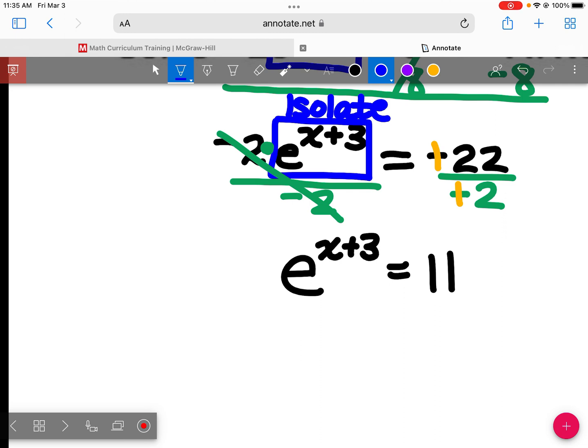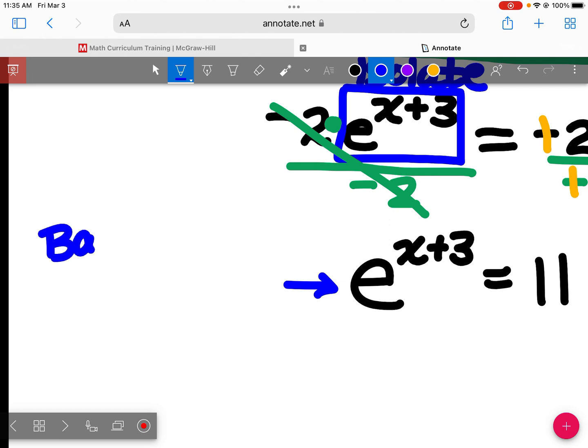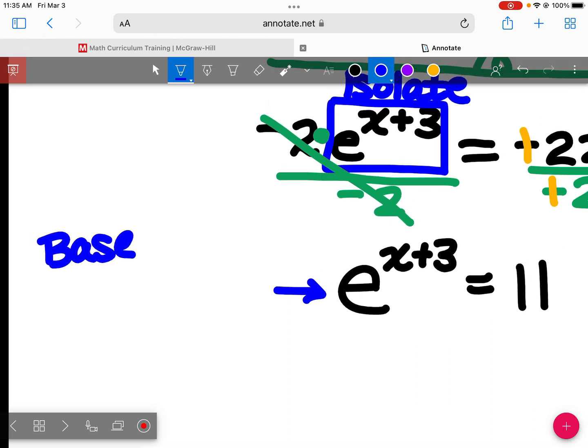Do I have the base isolated? Do I have the base with its exponent isolated now? Yes. Base with exponent isolated.